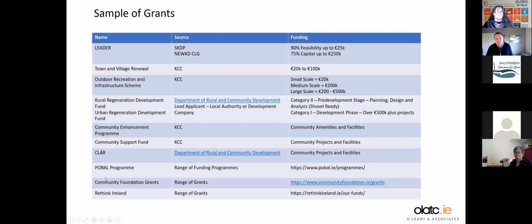Pobal then, if you go into Pobal's website, they manage a load of programmes for government. They have different types of funding programmes that are very specific for specific types of projects, and they also have broader projects that are open to other groups as well.